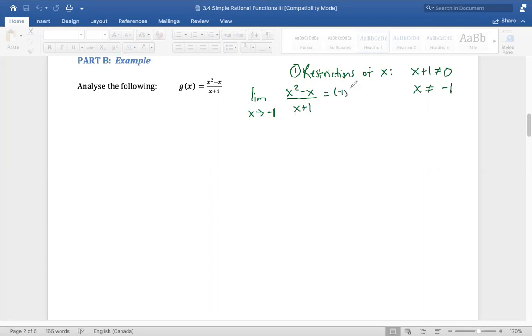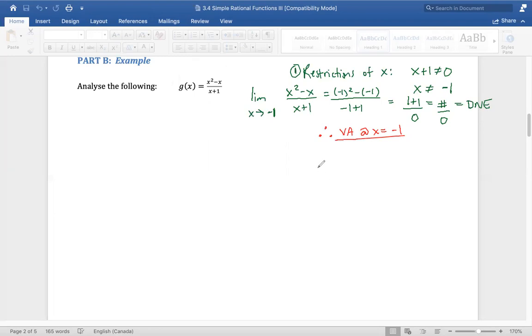So I have -1 squared minus -1, be careful there, -1 plus 1. So that's going to equal +1, +1. So a 2 on top, over 0, right? Or in other words, a number divided by 0, which means that that does not exist, which means that I have a vertical asymptote happening at x equals -1. So therefore, I have a vertical asymptote at a value of x equals -1.